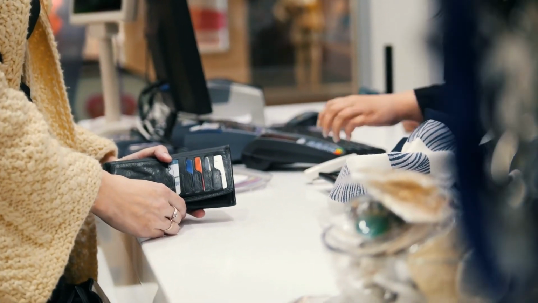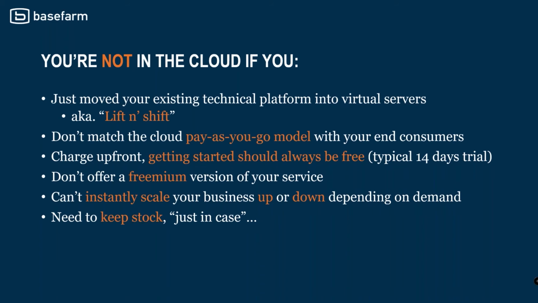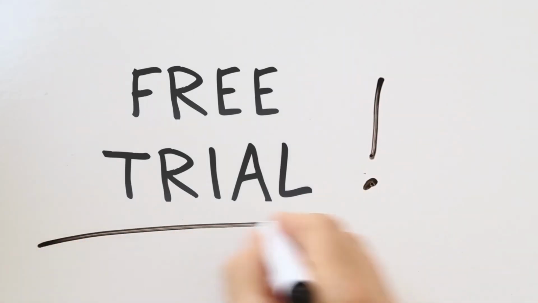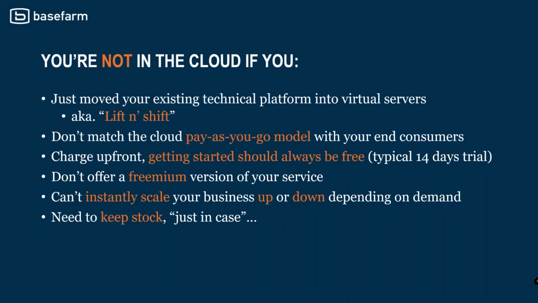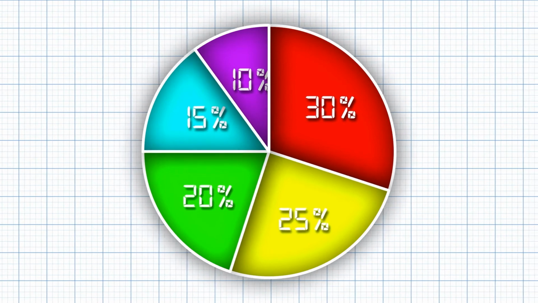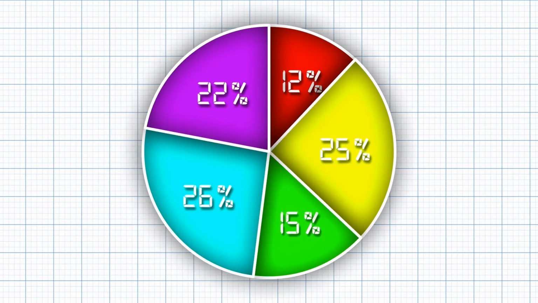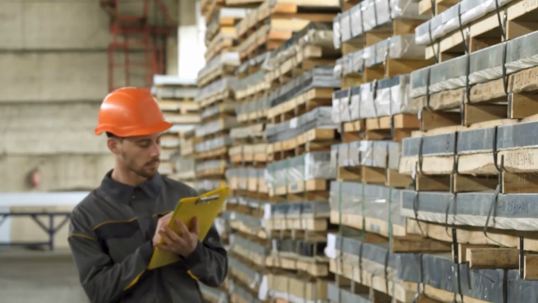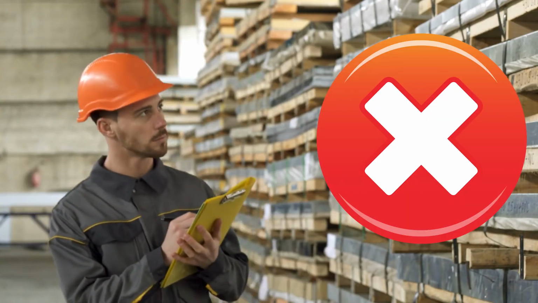It usually means that with cloud services you're able to get something for free during a free trial period, one week, two weeks. And you should also offer a freemium version of your service to sort of catch them. And that's how you also save money and time on sales. What you lose on initial revenues, you gain in lower sales costs. And if you can't instantly scale your business up or down depending on demand, you're not thinking the cloud model. And once again, if you need to keep stock, you're not doing this the right way.